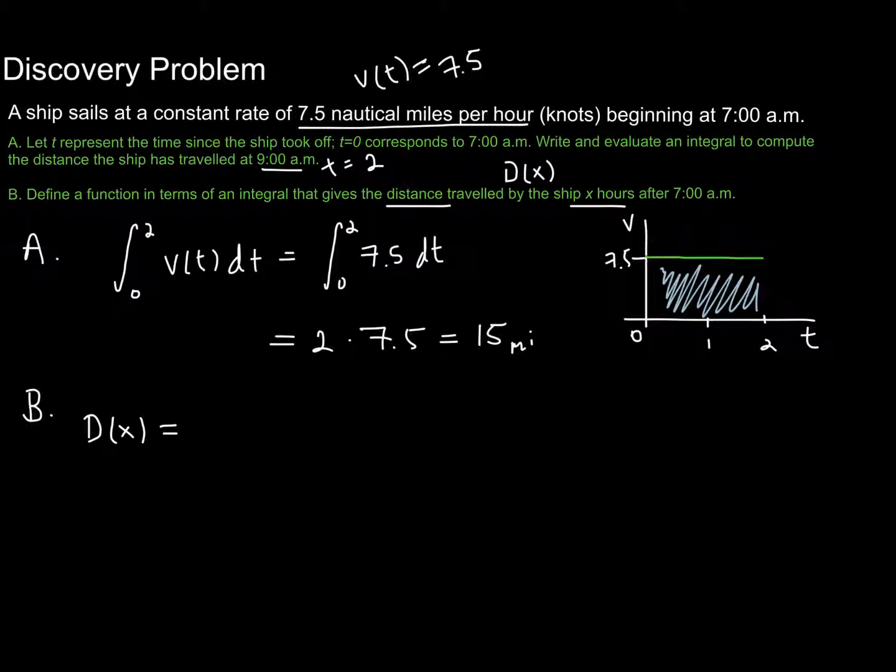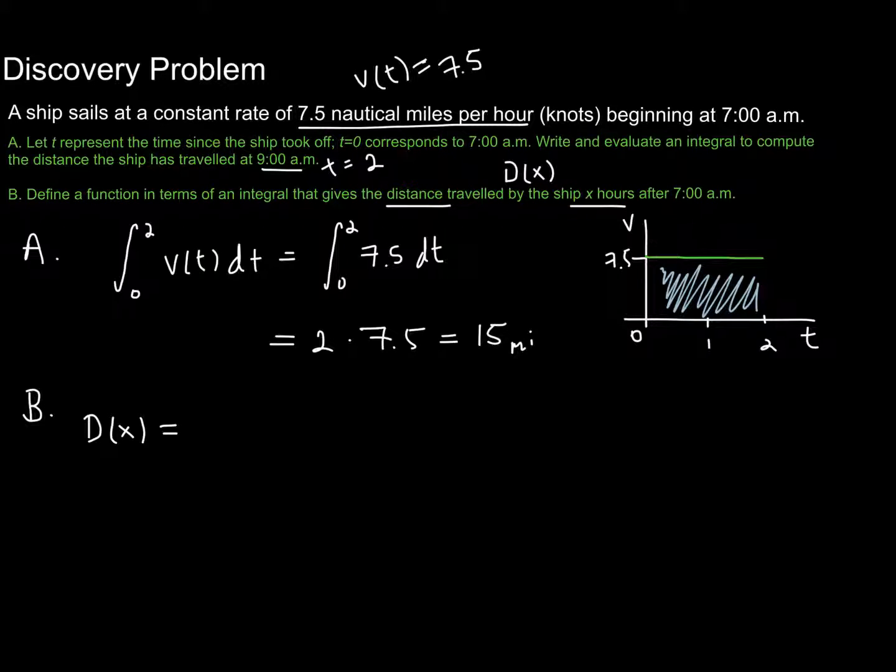In part B, we're going to write a new function in terms of an integral, and the function is going to give us the distance in terms of the number of hours x after 7 a.m. So my function, I'll call it d of x, and I realize that this is very similar to what I did in part A, except instead of being told the exact time at which we are evaluating the integral, x is variable, meaning that our integral isn't going to go from 0 to 2, it's going to go from 0 to wherever x happens to stop.